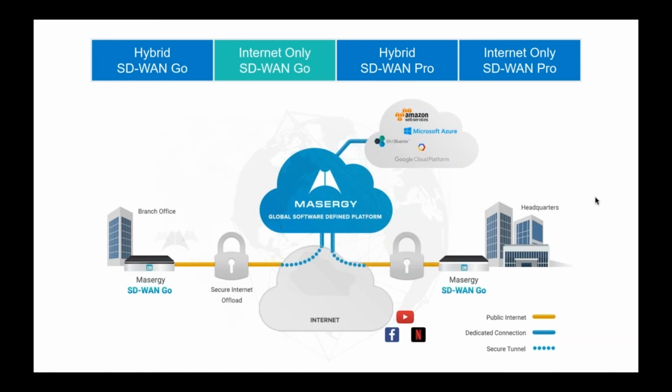You can also utilize just internet access as your method of access to the network. And in each case, I want to point out with SD-WAN Go, whether you're utilizing a dedicated circuit or an internet circuit, we're building what I'll call an SD-WAN tunnel. It is an IPsec tunnel, but I'll refer to it as an SD-WAN tunnel from this device that you see here, this SD-WAN Go CPE device, to the Masergy core network.